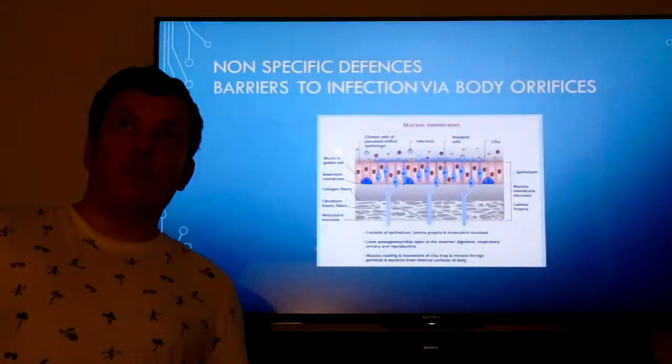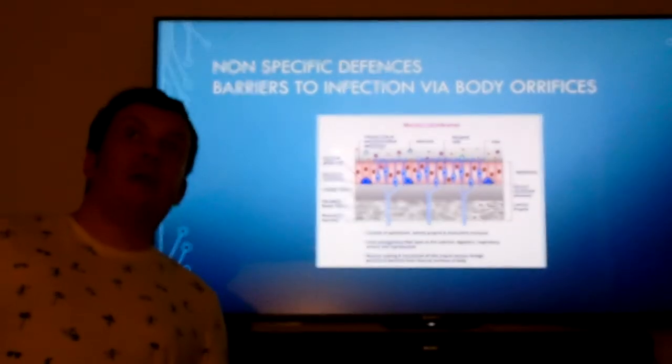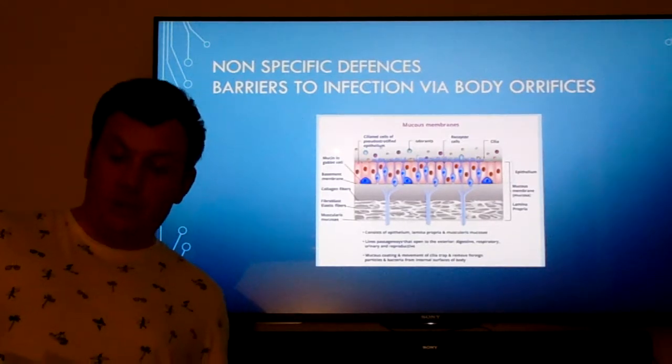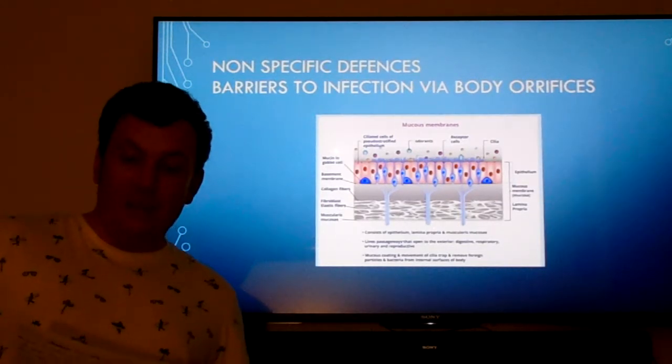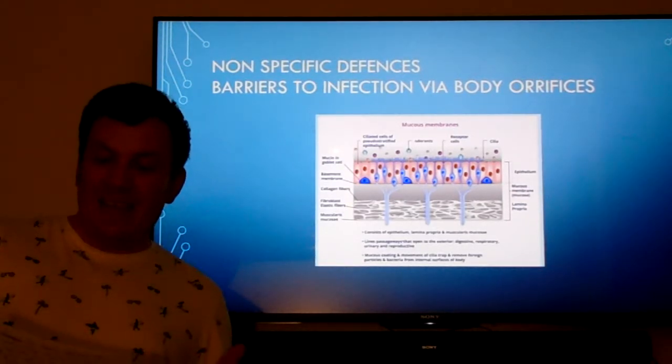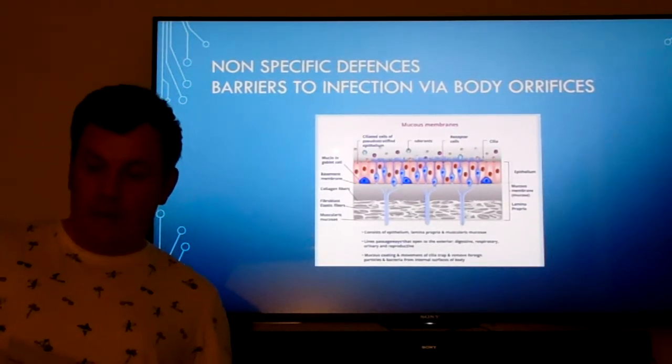And then we can move on to looking at barriers to infection via body orifices. As we previously discussed, the skin acts as a barrier when it is not broken or compromised, but body orifices provide direct entry for pathogens to enter the body.